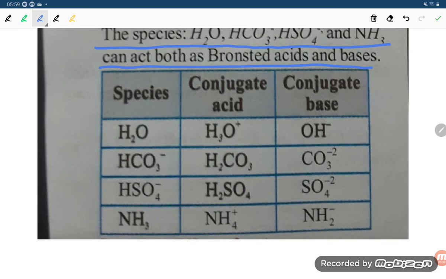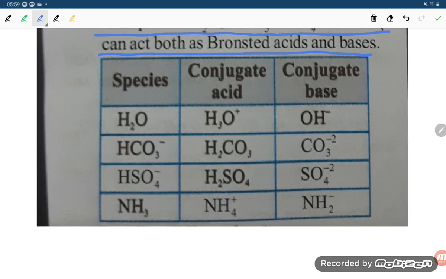The species H2O, H2CO3, HSO4-, NH3 can act both as a Bronsted acid and base. So H2O has conjugate acid H3O+ and conjugate base OH-. H2CO3 has conjugate base HCO3- and CO3 2-. HSO4-: H2SO4 is the acid, and SO4 2- is the base. NH3: NH4+ is the acid, NH2- is the base. So this was all about the Bronsted-Lowry theory of acids and bases, students.